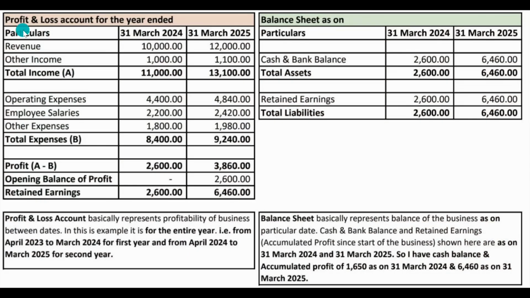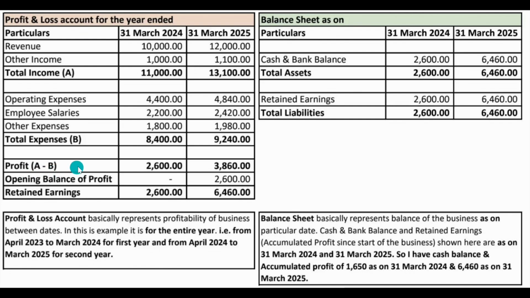Whenever you start any business, you need to prepare a profit and loss account. Here the profit and loss account is for the period, for the year ended 31st March 2024, this is the first year, and 31st March 2025, this is the second year. In the first year, for the entire full year, your revenue is 10,000. Other income like FD interest is 1,000. So total income is 11,000. However, there is also cost associated with the business. Operating expenses 4,400, employee salaries 2,200, other expenses 1,800. So total expenses is 8,400.